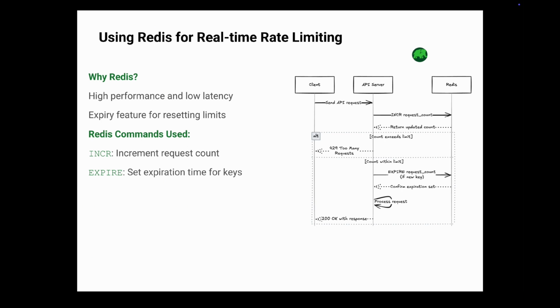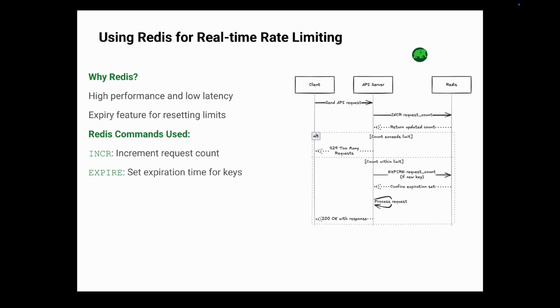This step is only executed if it is a new key. Redis confirms that the expiration time is set, ensuring the count will reset after the specified period. Finally, if the request count is within the limit, the server processes the API request and responds with a 200 OK along with the appropriate response data. This ensures the client gets the information they need without overloading the system.